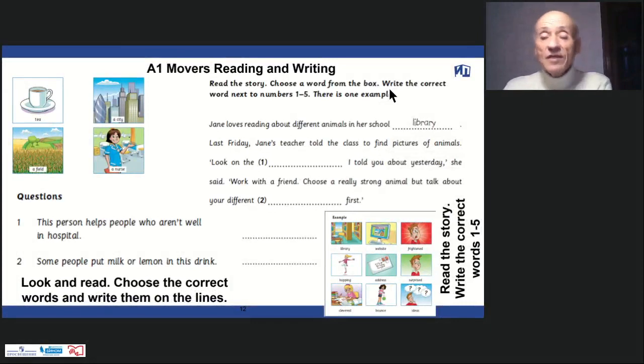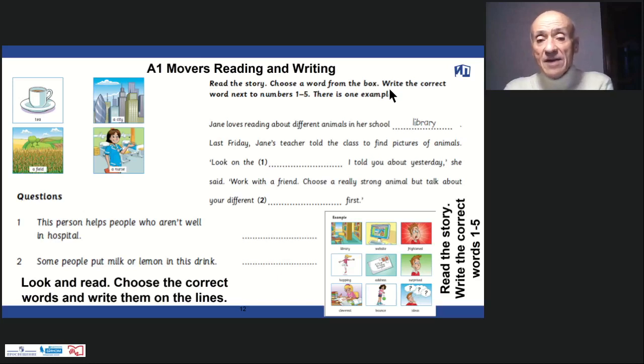At A1 movers, reading and writing task, a task can be as follows. Read the story, choose a word from the box. We've got here boxes with words and pictures. Write the correct word next to numbers 1 to 5. It's very similar to the previous level, but the text is longer, and the range of the vocabulary used, the extent of the vocabulary and grammar is certainly broader.